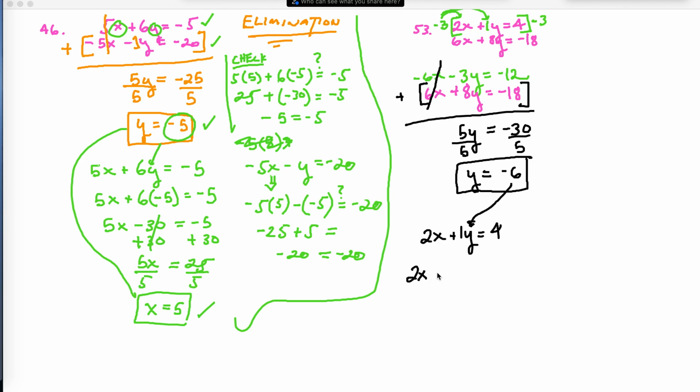Okay. 2x minus 6 equals 4. And then I solve this for x by adding 6 on both sides. This cancels. Okay, 2x equals 10. I divide by 2 on both sides.